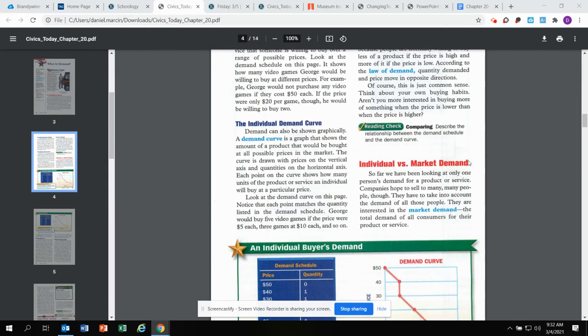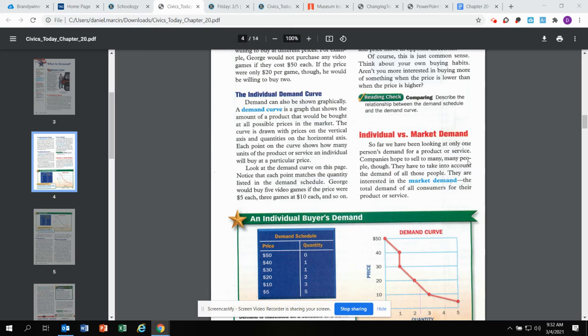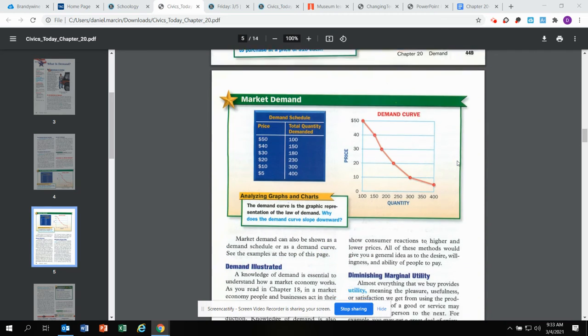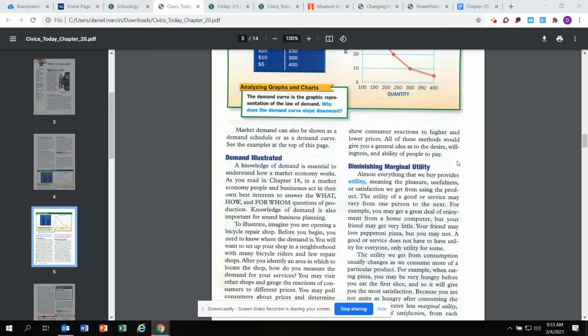Individual versus market demand. So far, we have been looking at only one person's demand for a product or service. Companies hope to sell to many people, though. They have to take into account the demand of all these people. They are interested in the market demand, the total demand of all consumers for their product or service. And here are the graphs that you should have looked at. Market demand can also be shown as a demand schedule or as a demand curve. See the examples at the top of this page.